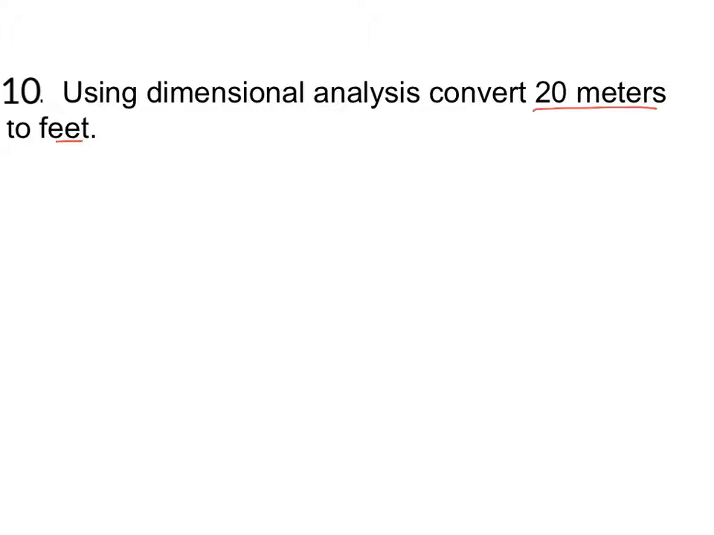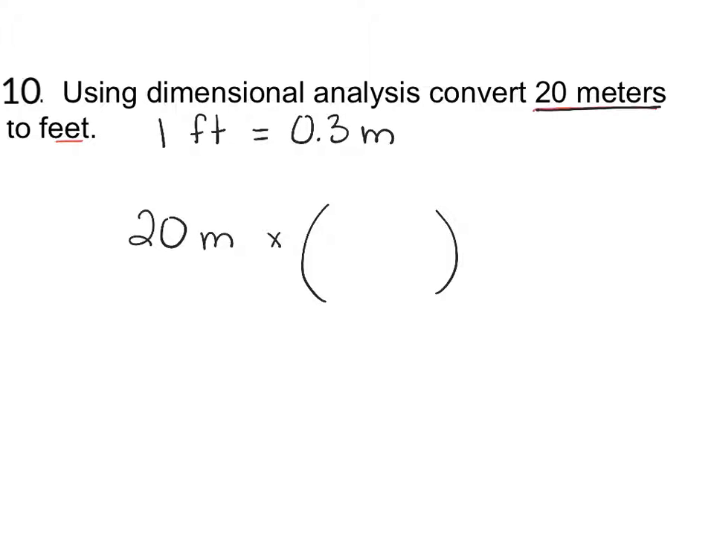So I know that 1 foot, and we get this off the chart, is equal to 0.3 meters. So this is your conversion, all right? So what we start with is 20 meters. So I'm going to put 20 m, and we multiply it by our conversion. So our conversion is here. So I have 1 foot equals 0.3 meters.